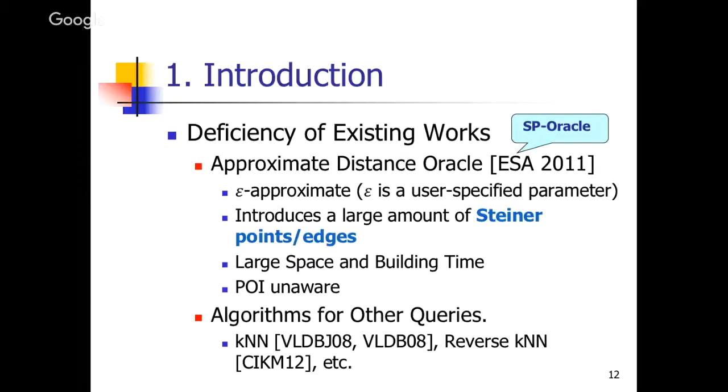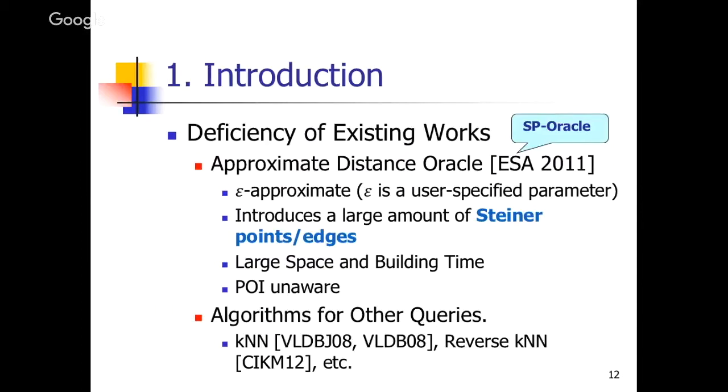and transform the terrain surface into a very large graph and index the graph. And so it's called SP oracle. And due to the large amount of Steiner points and Steiner edges introduced, it has a large space and a very large building time. Besides, this oracle is not POI aware.